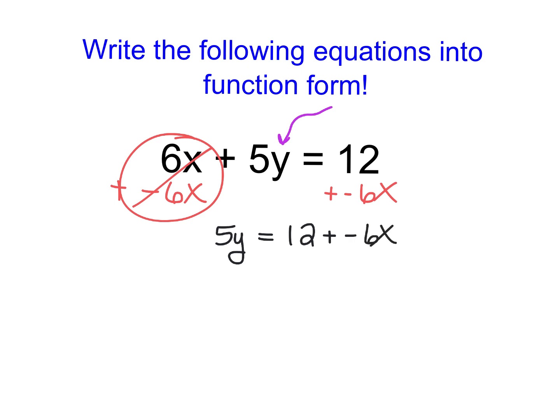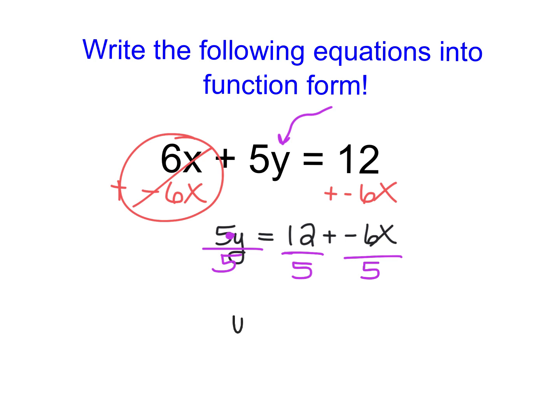We then need to get y alone, and we can see that we are multiplying by 5 here. So in order to get y alone, we're going to divide everything by 5. Remember, that means I can write it as little mini fractions too. So I can write 12 over 5 and a negative 6x over 5. So then from here, I just need to divide.